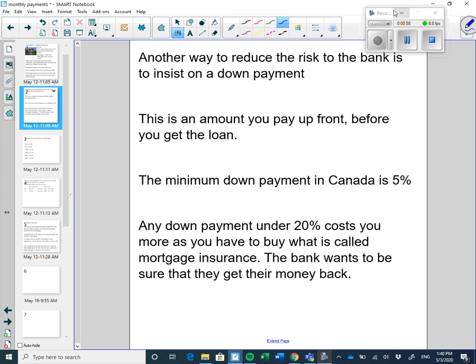Another way to reduce the risk to the bank is to insist on a down payment. They won't loan you the entire amount. They want to make sure that you have some. That's one way that they can ensure that they get some of their money right away. So the down payment is the amount that you pay up front before you get the loan. In Canada, the minimum down payment is 5%. That's the smallest percentage that you can use for down payment.